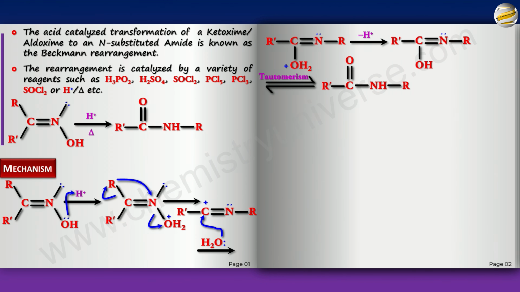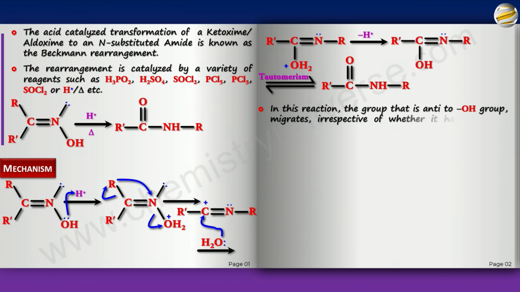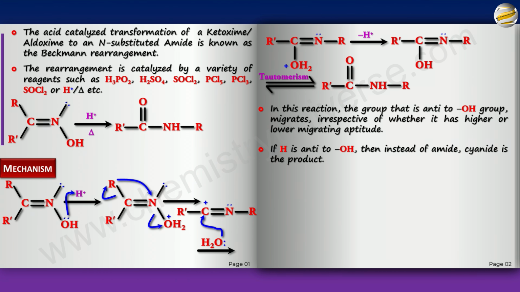And this is tautomerism giving you N substituted amide. Okay. Now in this reaction, the group that is anti to OH group migrates irrespective of whether it has a higher or lower migrating aptitude. But remember, as I said in the case of aldehyde, if the H were opposite to the OH, then remember the H would migrate. Now ideally one should get an amide, but no. If H is anti to OH, then instead of amide, cyanide is the product.